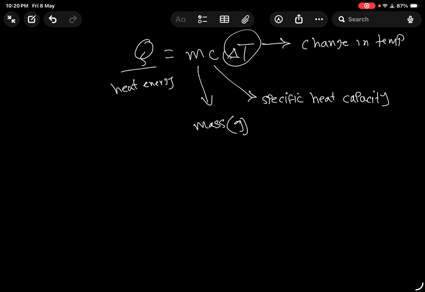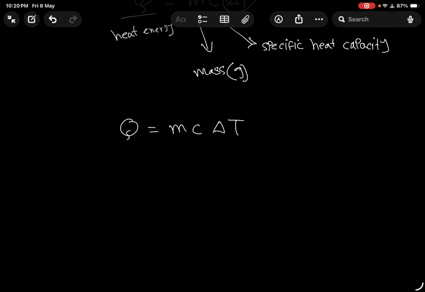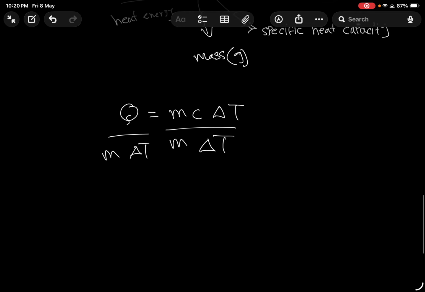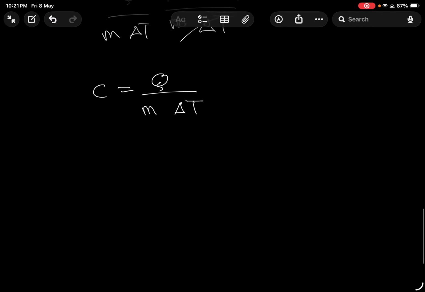To make this formula work, we need to rearrange it. So we have Q = mcΔT, and to make c the subject, we divide both sides by mΔT. This cancels with this, and c is left equal to Q divided by m, the mass, and ΔT, the change in temperature. So the specific heat capacity is equal to Q, which is the heat energy, divided by the mass of the substance and the change in temperature.